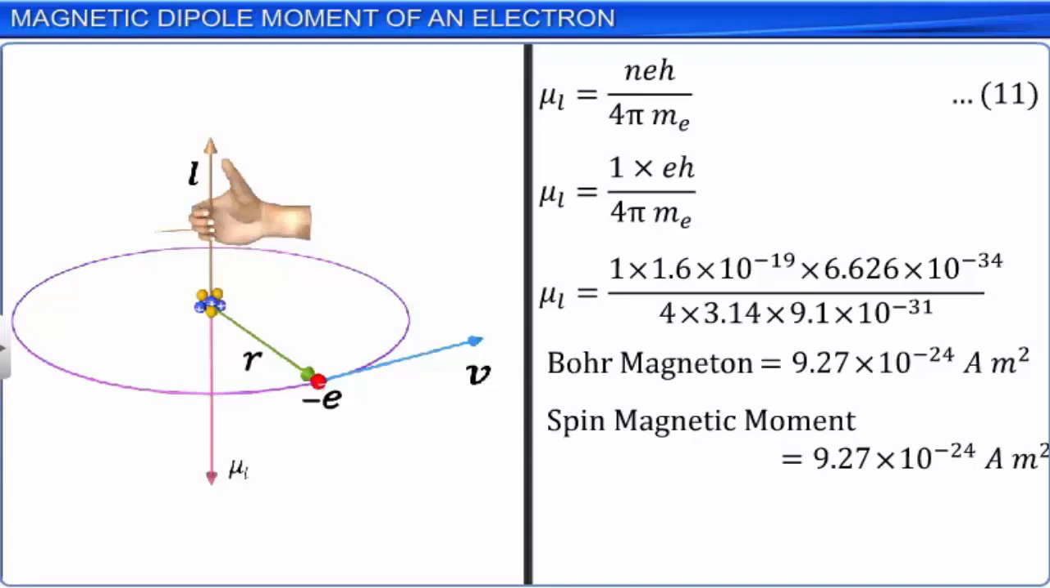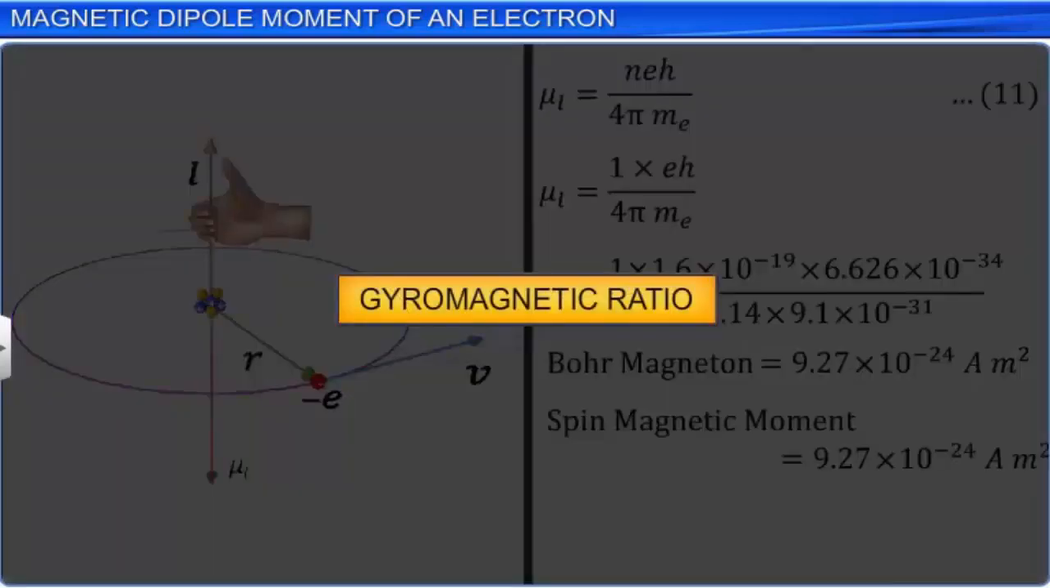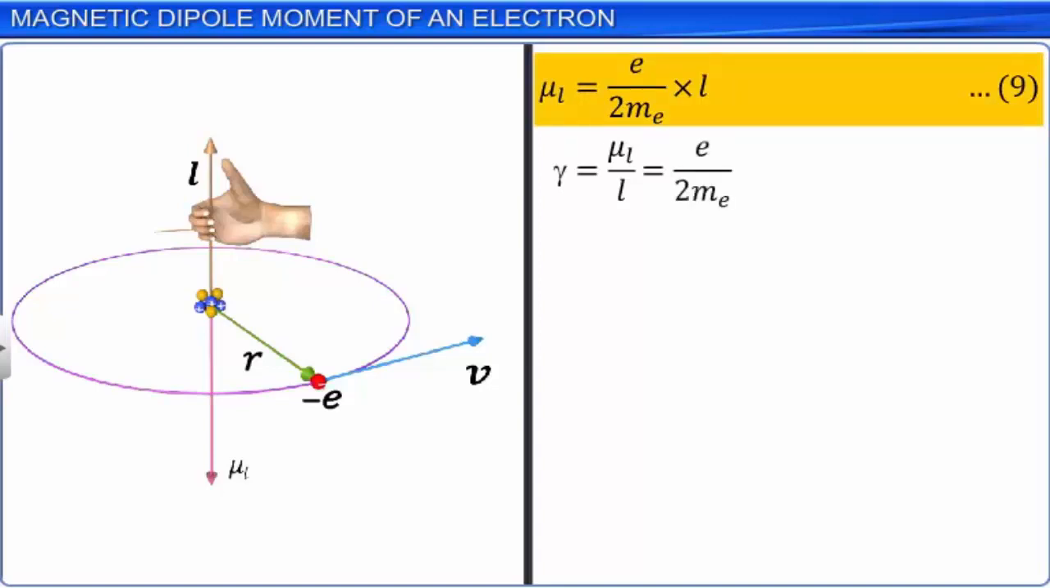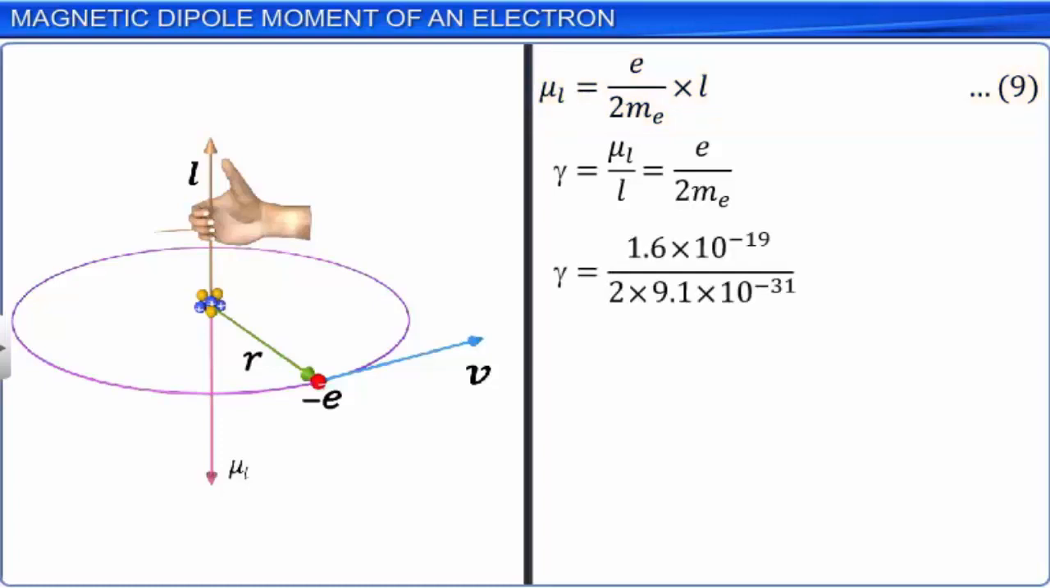Now let us discuss the gyromagnetic ratio. The ratio of the magnetic moment to the angular momentum is called the gyromagnetic ratio. It is denoted by gamma. That is, gamma = μL/L. On substituting the value of μL from equation 9 and simplifying, we get gamma = e/2me. On substituting the values of charge and mass of the electron and simplifying, we get the gyromagnetic ratio of an electron as 8.8 × 10^10 coulomb per kilogram.